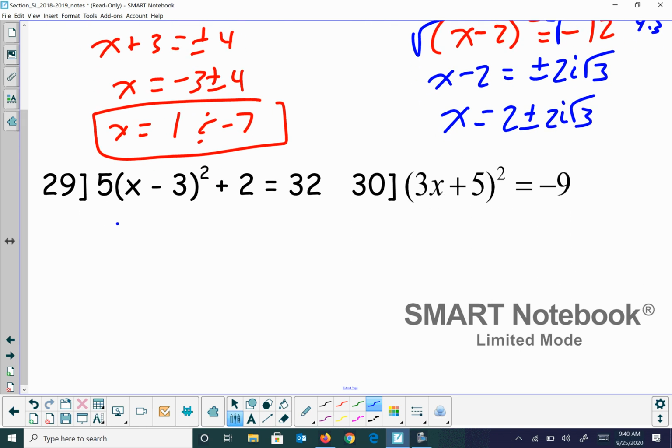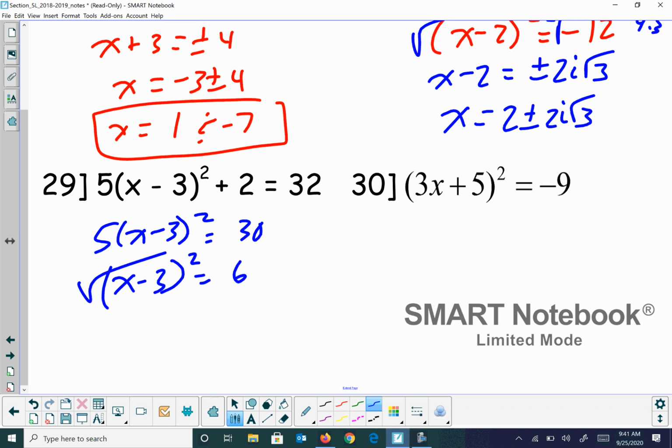Next problem. I'm going to subtract 2 from both sides. Divide each side by 5. Take the square root of both sides. Root. Don't forget the plus minus. x minus 3 equals plus or minus root 6. I cannot break root 6 down, so then add 3 to both sides.